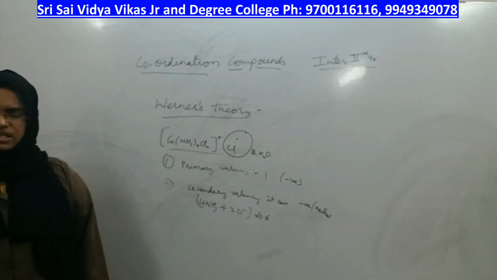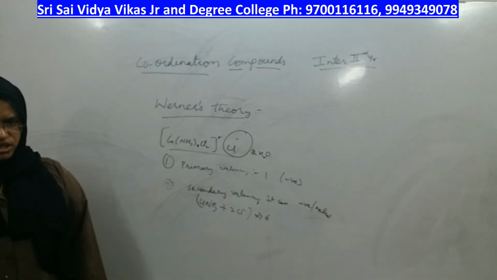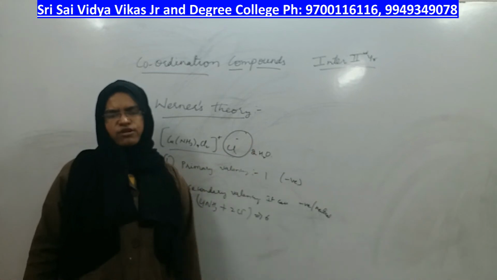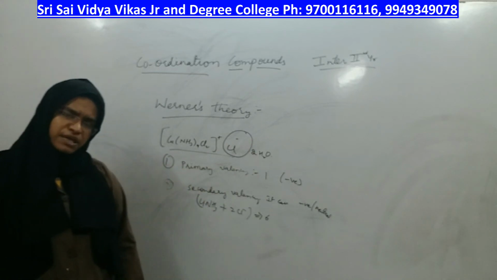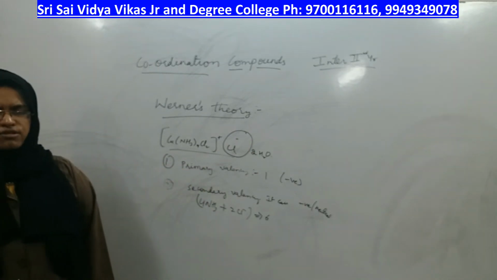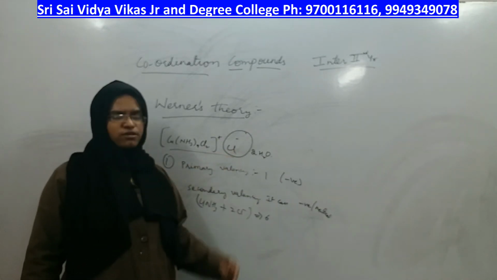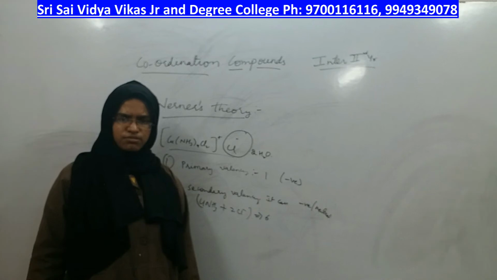Secondary valency cannot be ionized in water. That means if primary valency can be separated in the form of ion, you can also precipitate them in the form of a precipitate. You can also separate them in the form of a precipitate by using a suitable reagent.